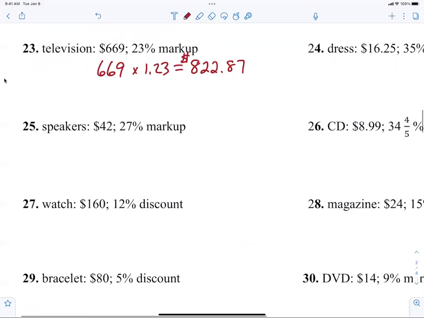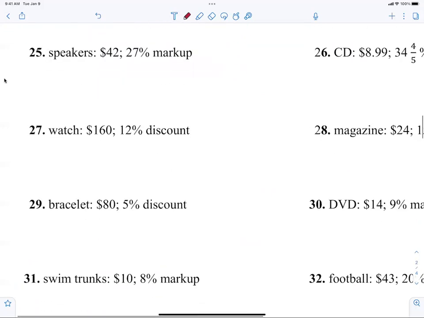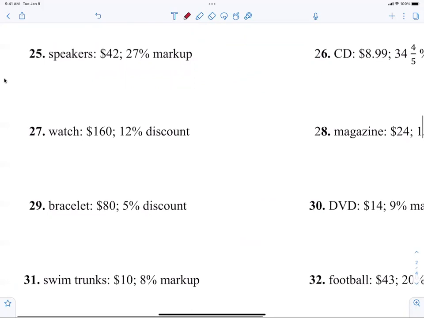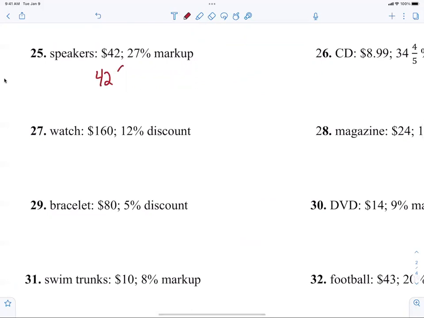All right. Maggie, what am I doing? So you do 42 times, no, times 1.27. Good job, girl. And then you get $53.34. Is everybody happy with that?